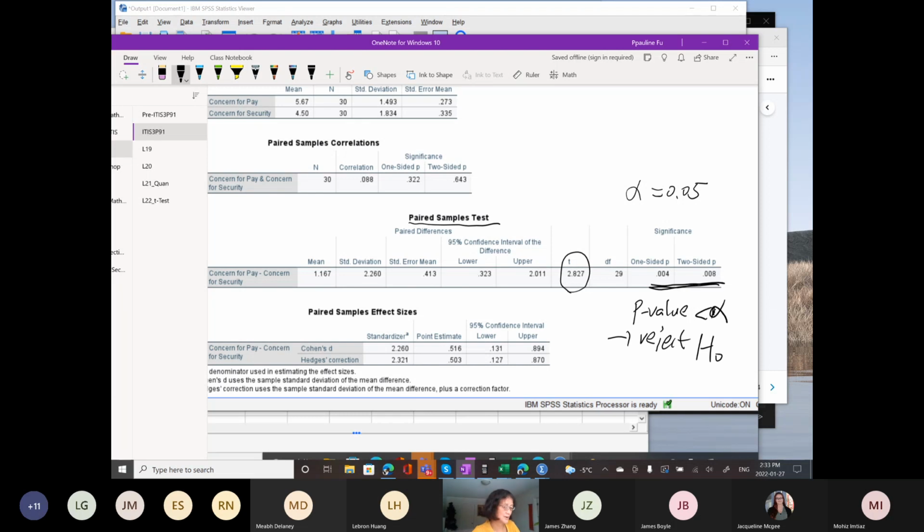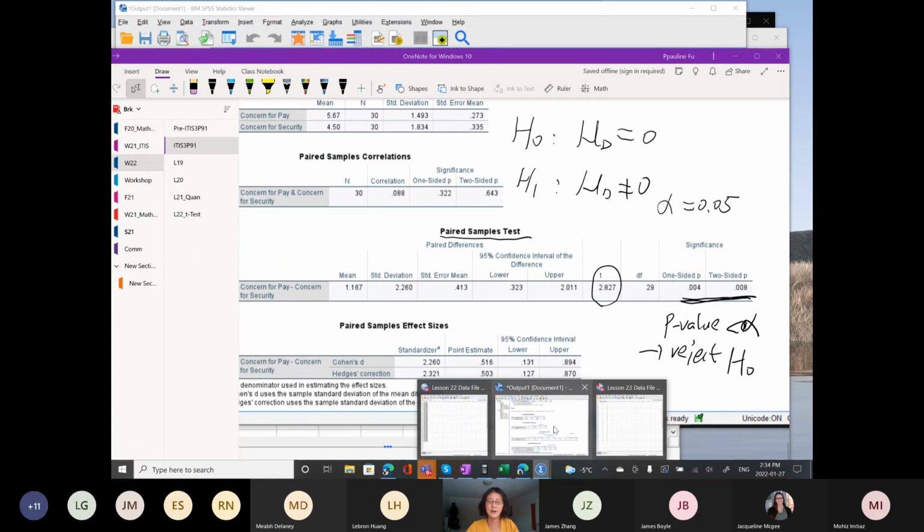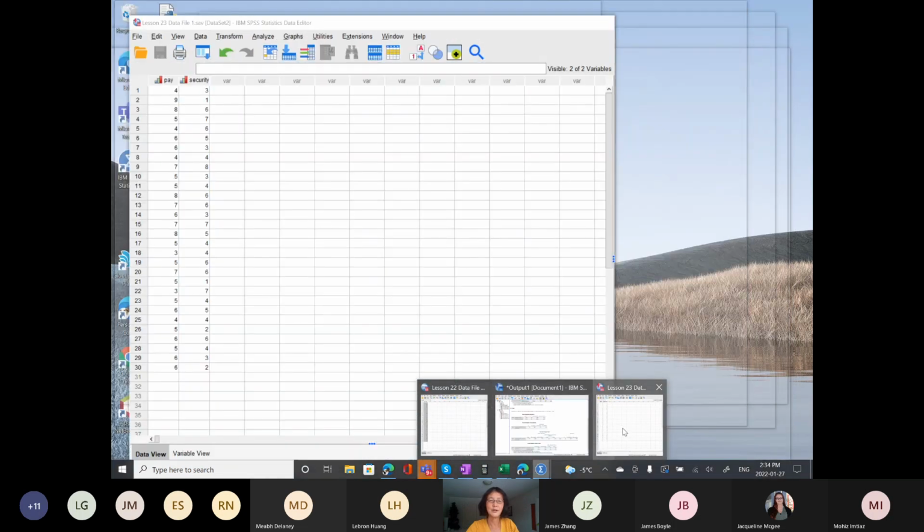So what is H0? H0 says, remember this is a paired sample, we use mu d, the difference. The population mean difference, mu d equal to 0. Alternative hypothesis, mu d not equal to 0. If you further ask me what the mu d is, because this is the question commonly asked in lesson 23.